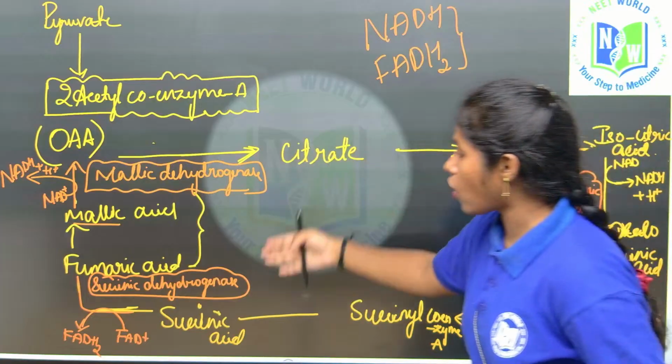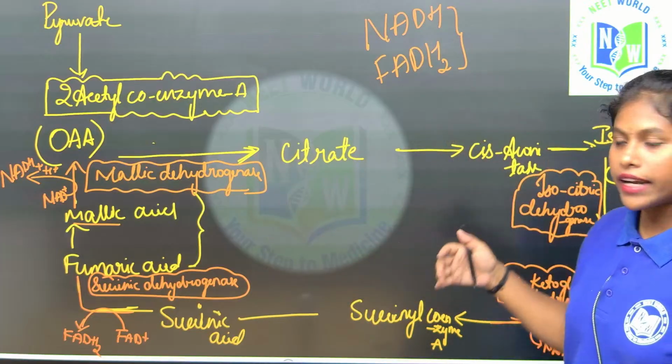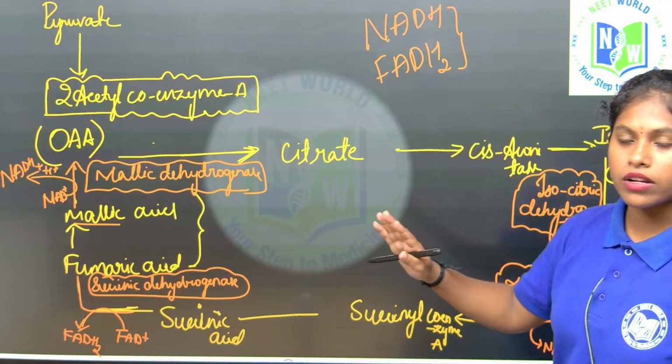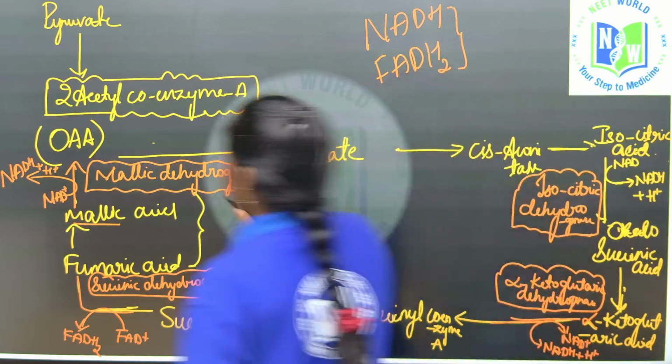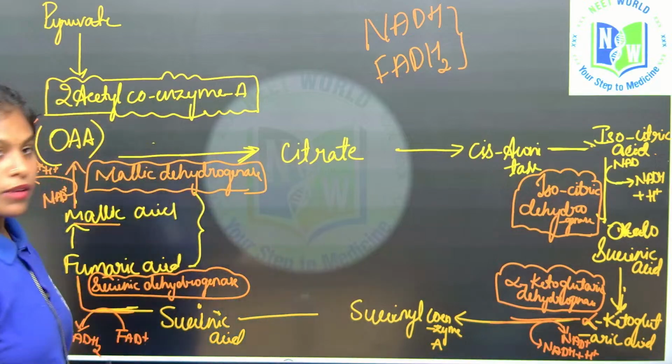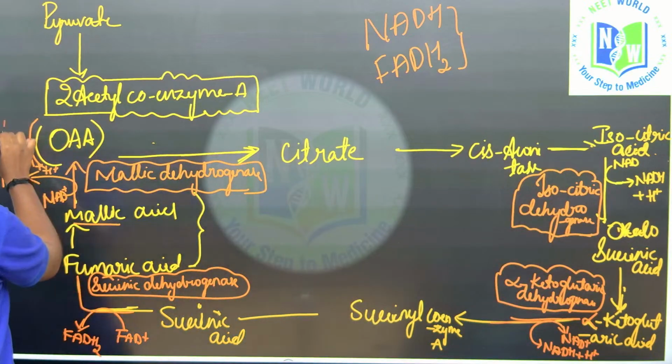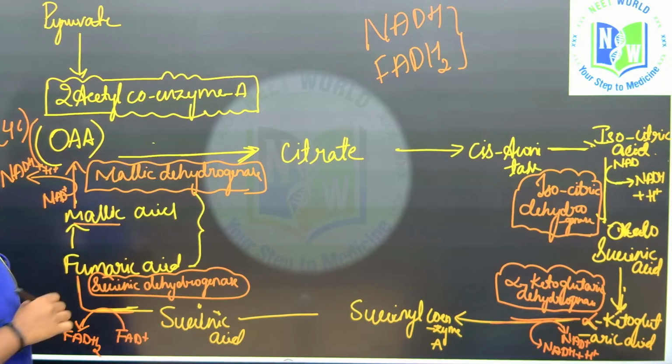We know the four corners, which enzymes are produced, right? These are the reducing equivalents produced at the four corners. Let's see. Oxaloacetic acid is how many carbon compound? It is a 4 carbon compound.